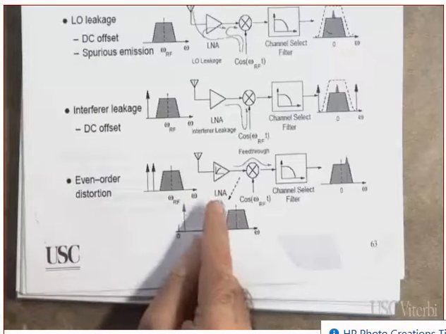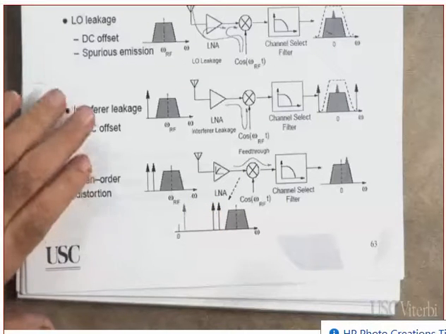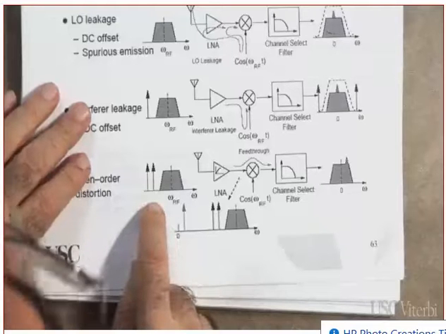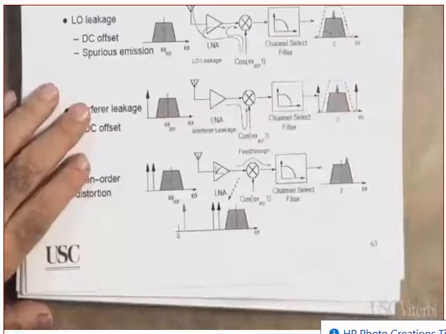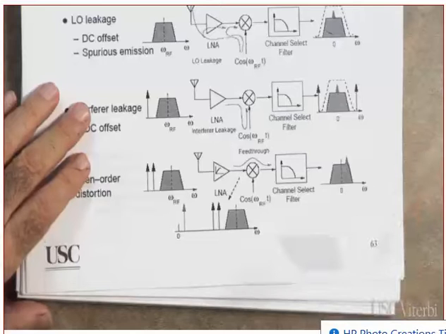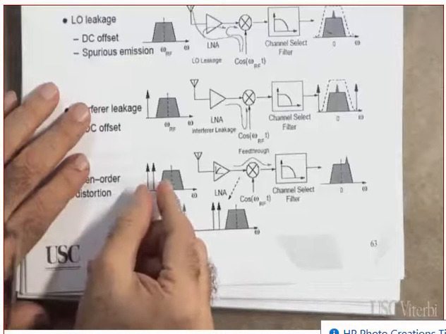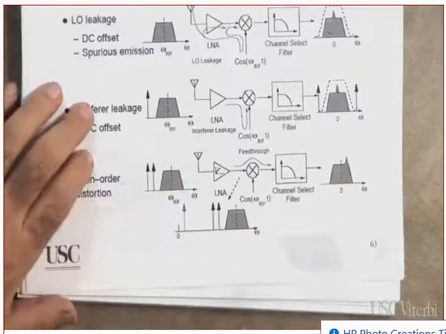If the nonlinearity is even, for example a square law device, am I going to get the second order intermodulation component? At what frequency? Omega 1 minus omega 2, omega 1 plus omega 2. You agree? Omega 1 plus omega 2, I don't care, because it's high. But omega 1 minus omega 2, if they happen to be close to each other, it will be in the baseband.